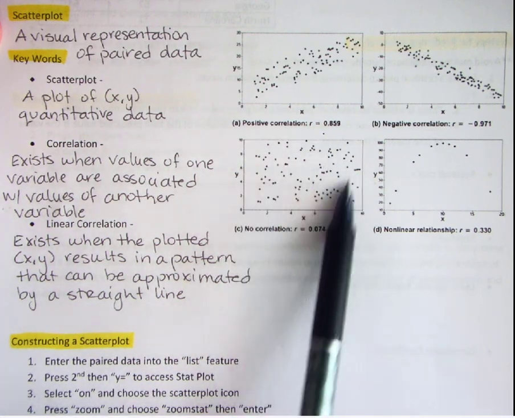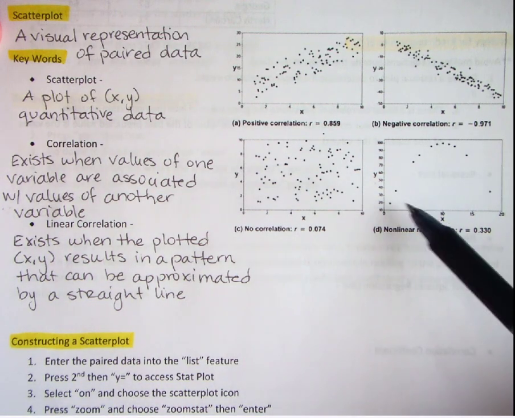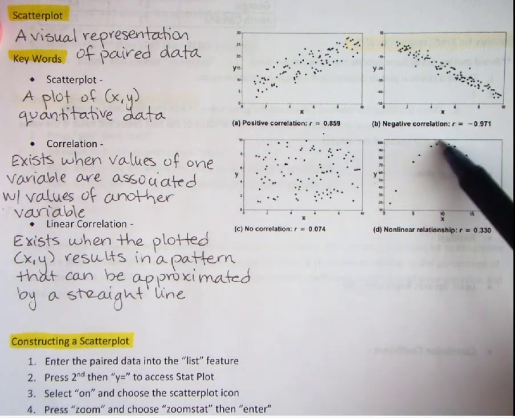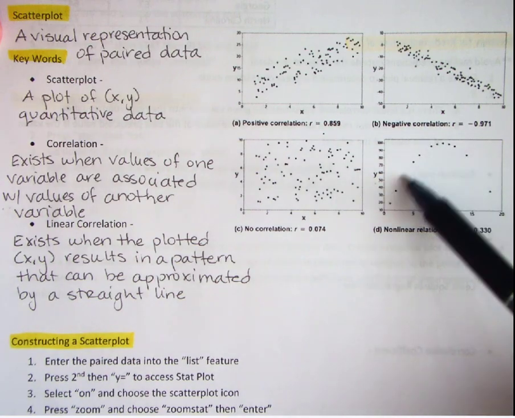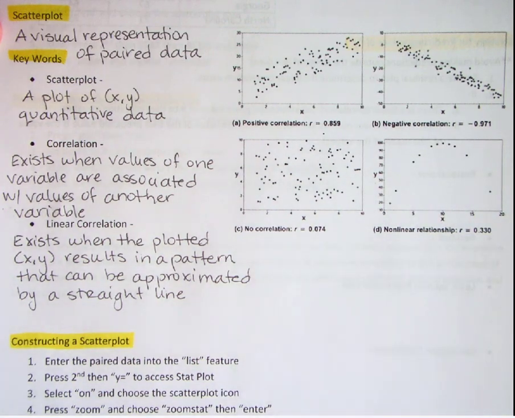Here we have no correlation, where the plotted XY data are scattered all over the place. And here we have a correlation, but this correlation is parabolic because the points move in a parabola or U shape. So even though this is a correlation, this is not considered to be a linear correlation.